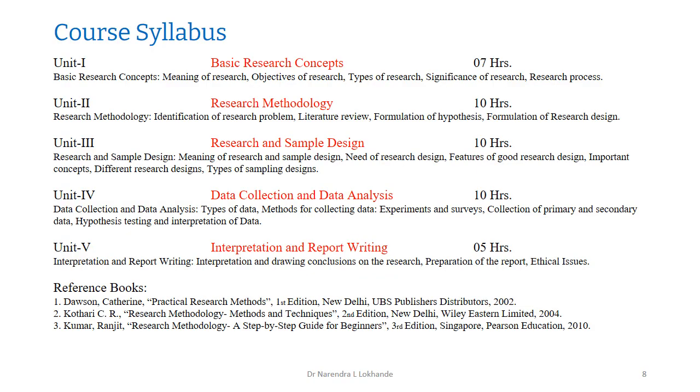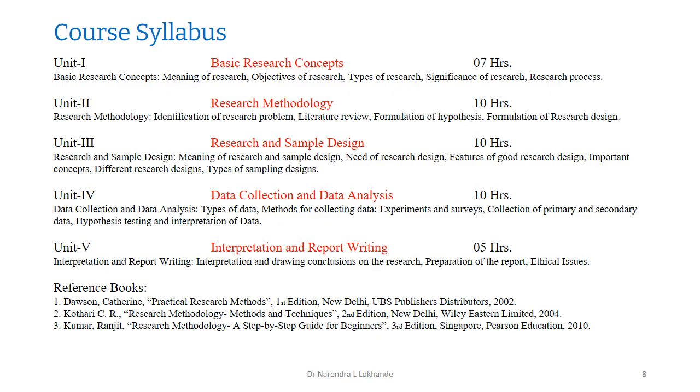The content of this subject is broadly classified into five units. The very first unit is related to the basic research concepts, in which we are going to define the meaning of research, the objectives of research, the types of research, the significance of research, and what actually the research process is. That we are going to cover in the basic research concepts, Unit 1.